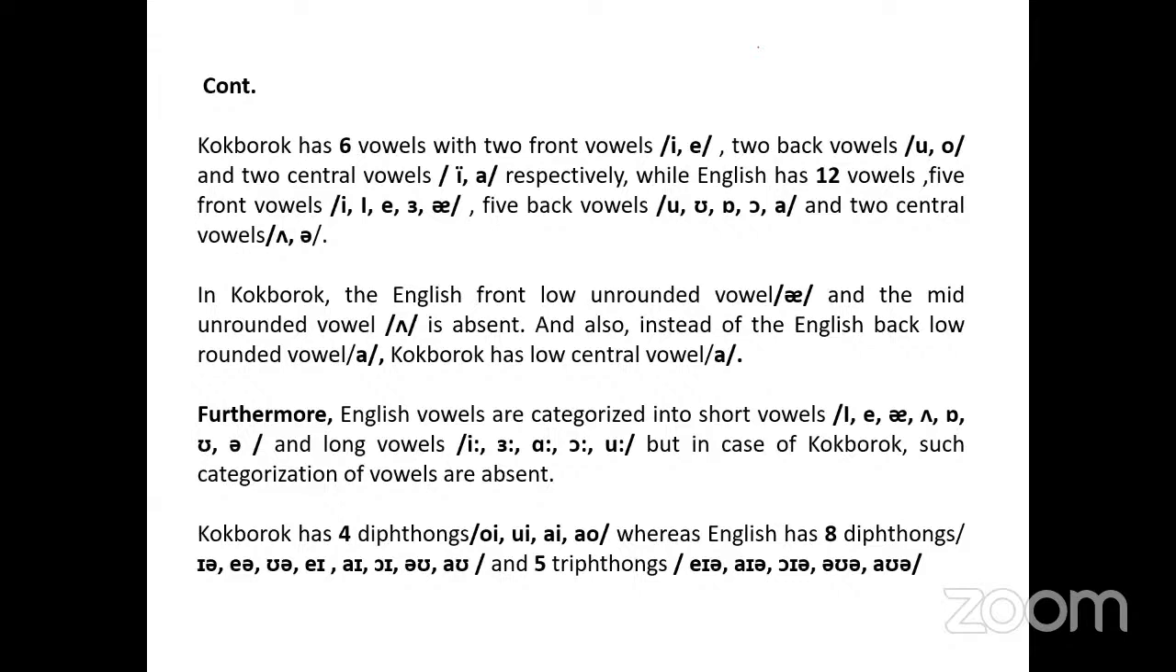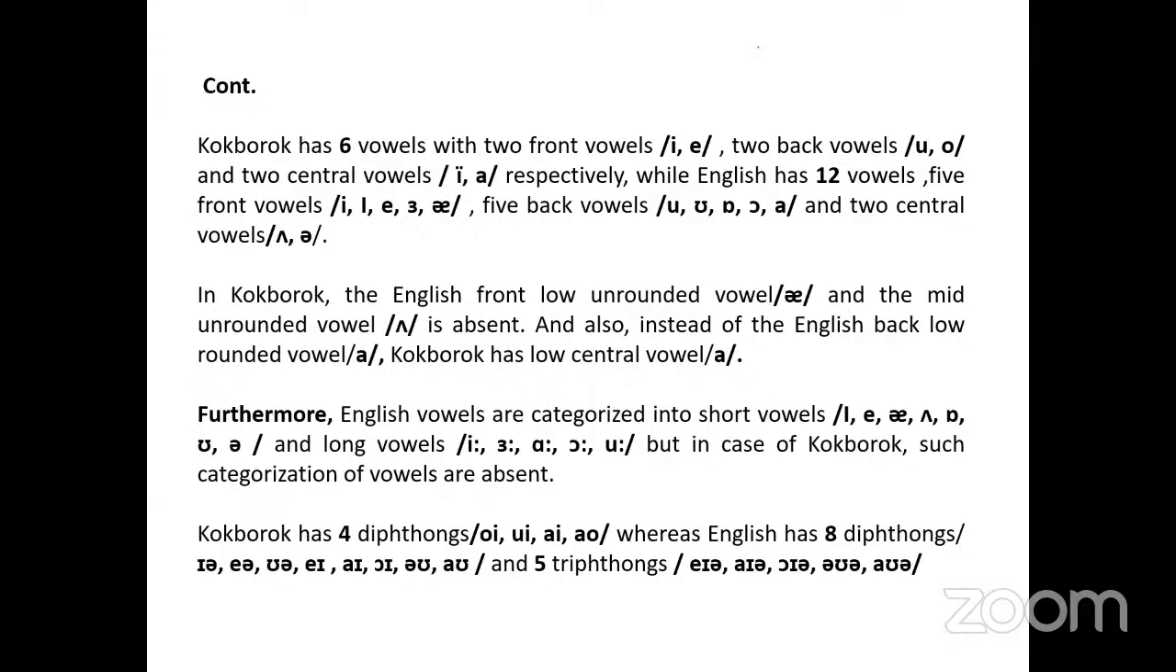This is a continuation, about the vowels. Pauperok has 6 vowels, with 2 front vowels, as already said in the previous slides. And this is the vowels of English. In Pauperok, the English front low unrounded vowel and the mid unrounded vowel are absent. Also, instead of the English back low rounded vowel, Pauperok has a low central vowel. Furthermore, English vowels are categorized into short vowels and long vowels, but in the case of Pauperok such categorization is absent. I mean, as of now, it is not detected or found.